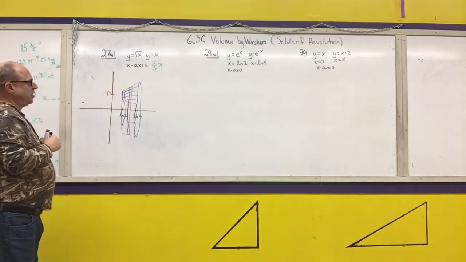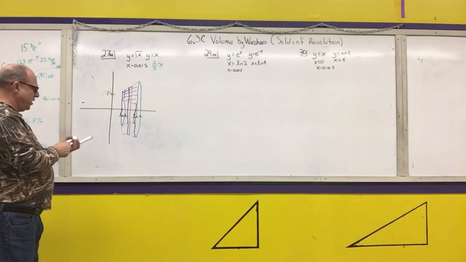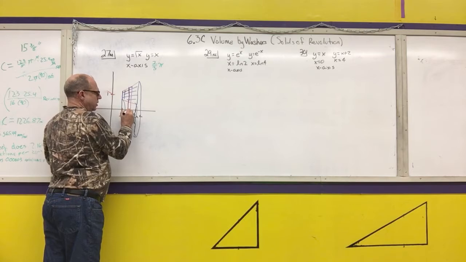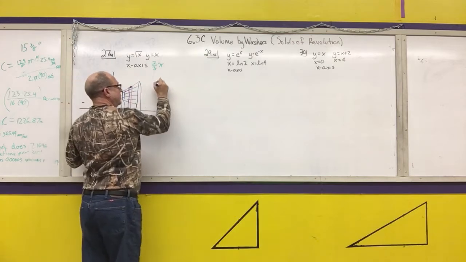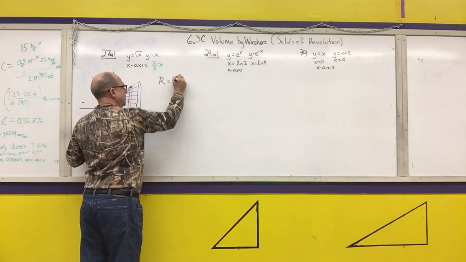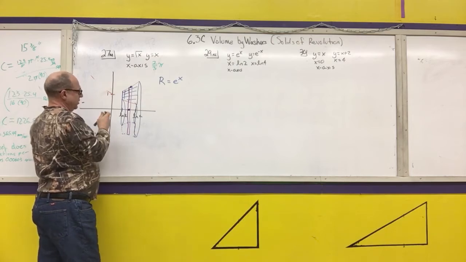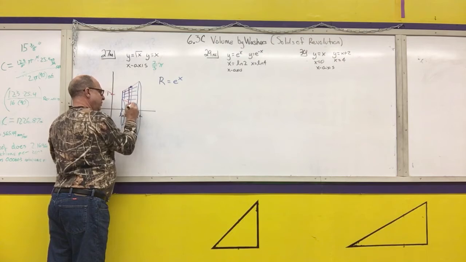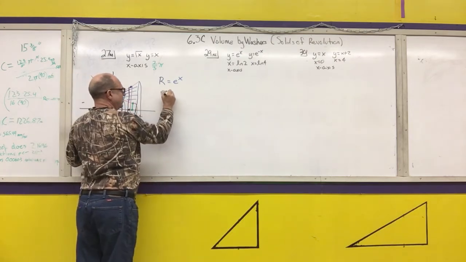My next step is to figure out what big R is and then what little r is. So big R is the distance between the center of rotation and the farthest point that I touch, and that's my e to the x curve. My little r is from the center of rotation to the inner point, and that's e to the negative x.